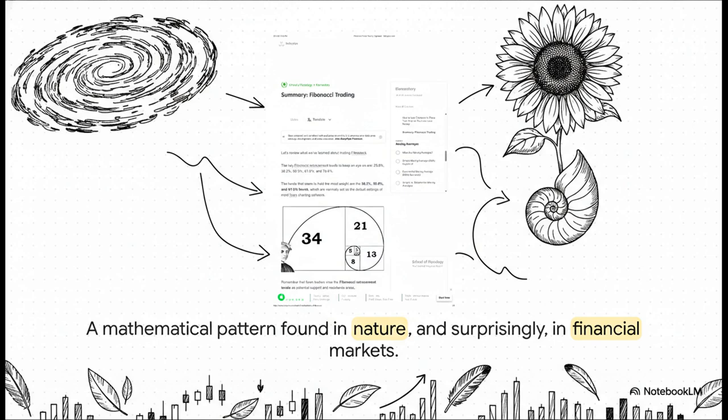So the whole story really starts with this thing called the Fibonacci sequence. And what's wild is that you see this pattern literally everywhere in nature. It's in the spiral of a galaxy, the seeds of a sunflower, even the curve of a seashell. And here's where it gets really interesting. Traders believe that this same natural harmony also applies to the ups and downs of the financial markets.